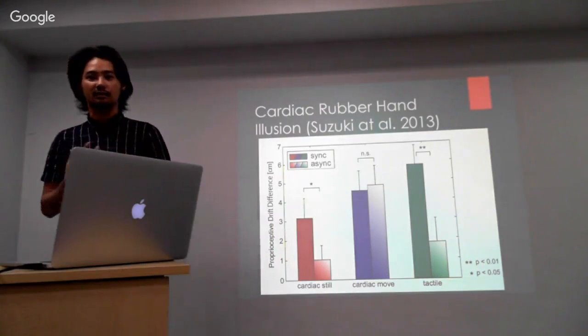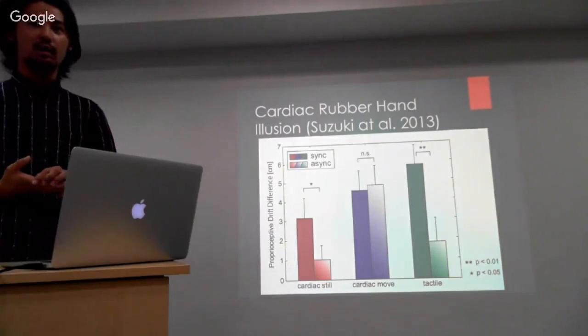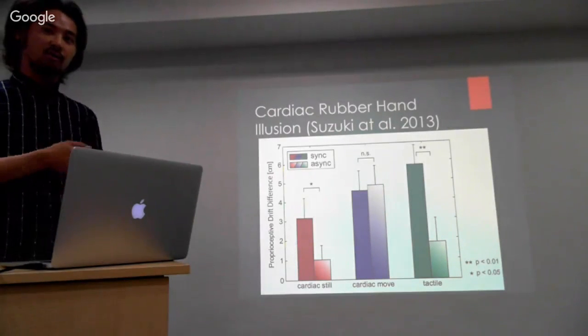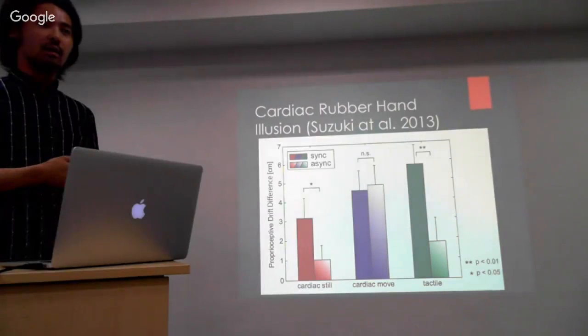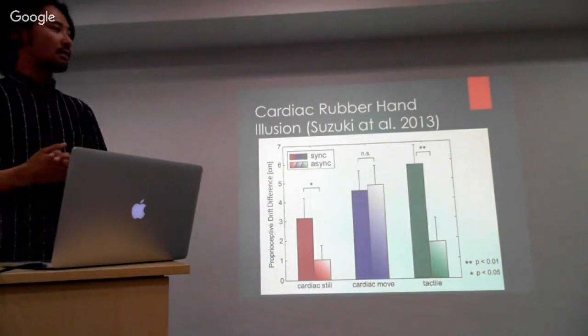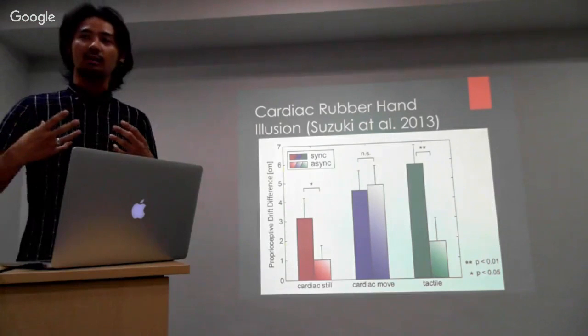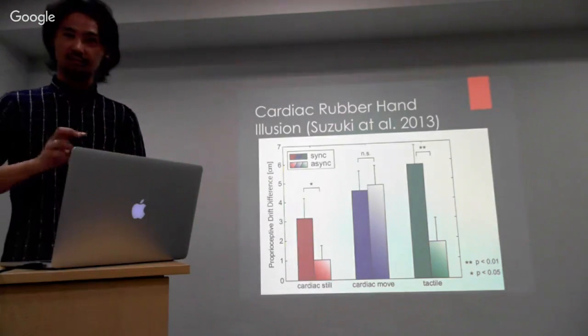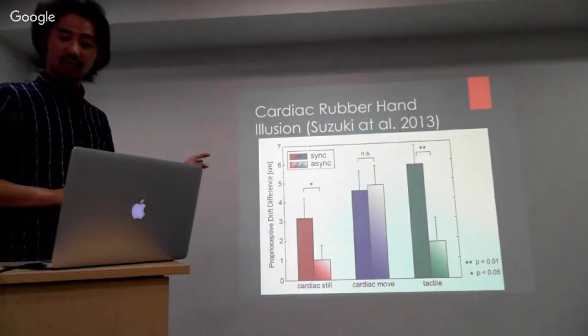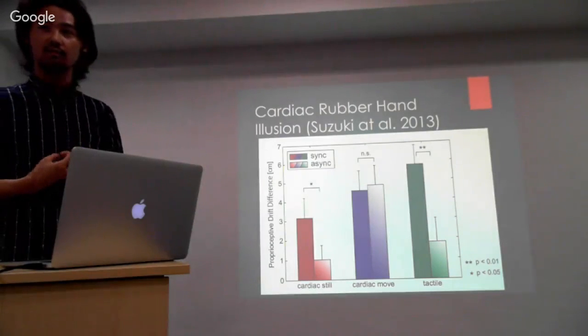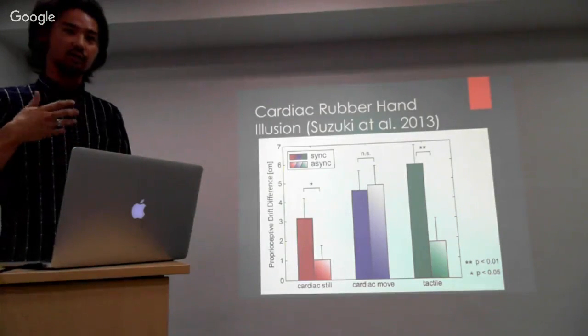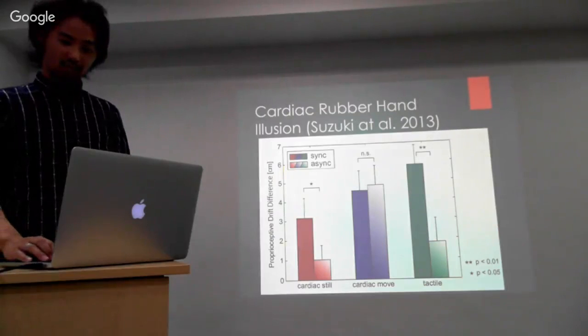But it didn't happen for the asynchronous condition. So maybe, as with the rubber hand illusion or out-of-body illusion, our feeling of body may come from the integration of multisensory visual and tactile information, but maybe heartbeat, some signal from inside your body, also contributes to feeling your body.